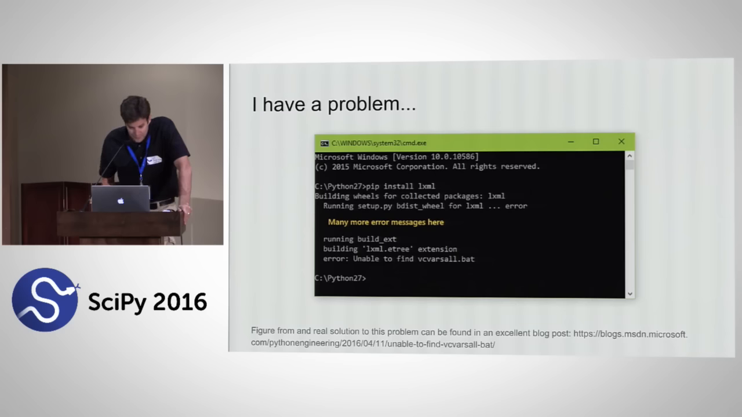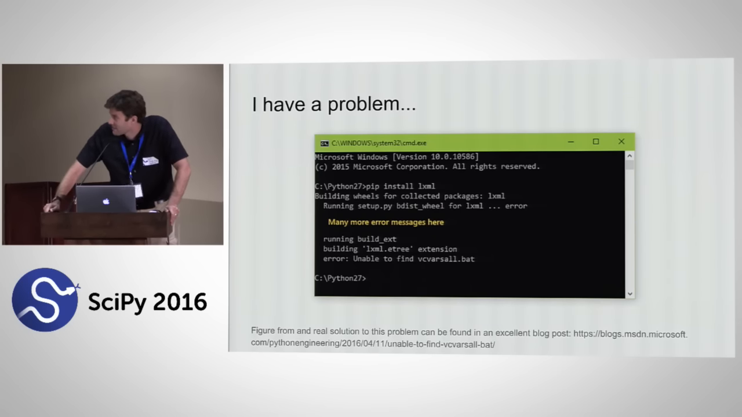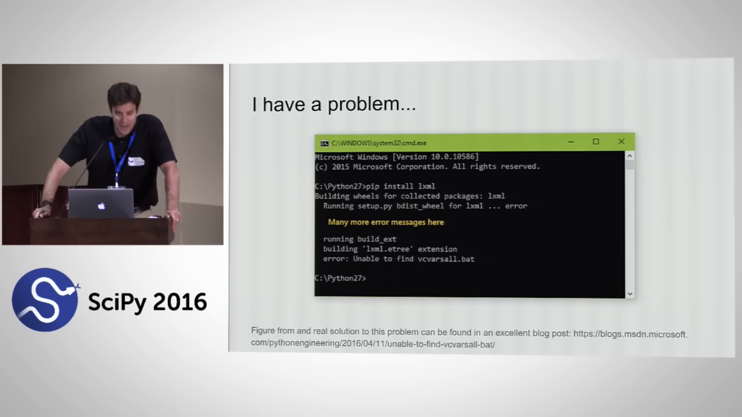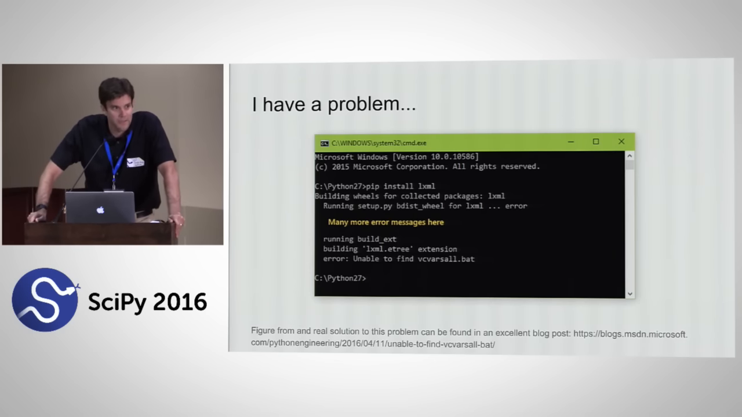Okay, so I am Jonathan Helmes, and I'm going to be talking about Conda-Forge. So, I have a problem. When I go to a conference like this, I hear about a lot of cool tools and Python libraries, and then I go back home and I try and install them, and I see something like this. So, error: unable to find vcvarsall.bat.